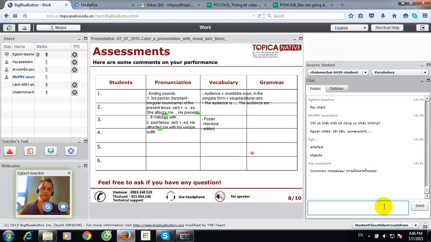Okay, and then on the grammar, I think that we used the structure in a good way. And so remember that the structure was the subject plus the modal verb plus the verb in the infinitive. But that went very well for today.